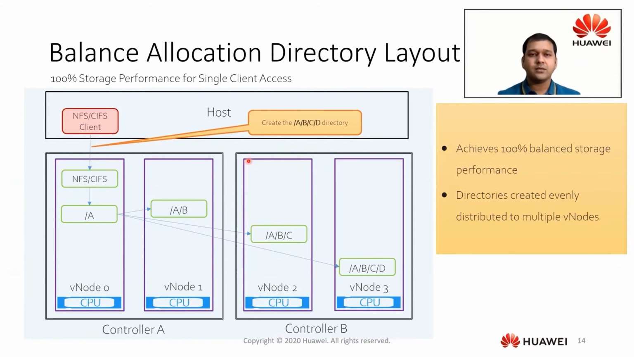The next allocation method is the balance allocation directory layout, and this helps us get almost 100% storage performance, both in terms of capacity and other resources on the storage side. So here we try to create a directory path recursively, /a/b/c and /d. With one client connecting in here, in the balance allocation layout, we would force the first creation here, but the next creation goes to another location, and subsequently a third and fourth location. So this may not give you the same performance as before for accessing the files, but it achieves a much better utilization.